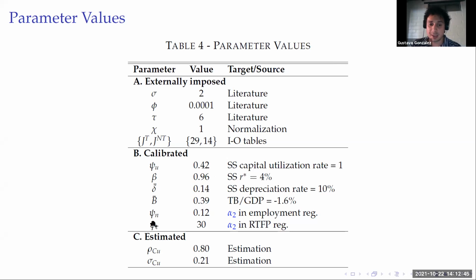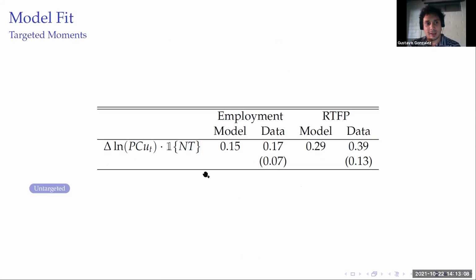And finally, the two important ones are psi n and psi e, which basically I will set depending on the coefficient alpha 2 that you saw earlier for the wealth effect channel. Okay, and I estimate the parameters of the AR1 process for copper prices, which yield those numbers. So the calibration is quite okay. I target very well the response of employment, and I managed to have a coefficient for revenue TFP that is within one standard deviation of what you see in the data.